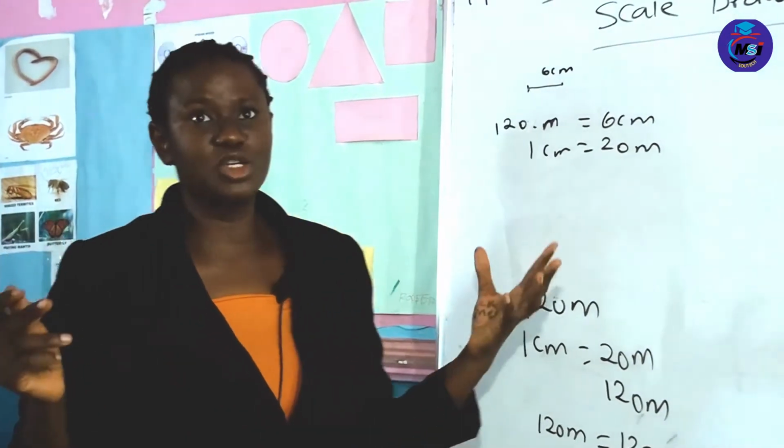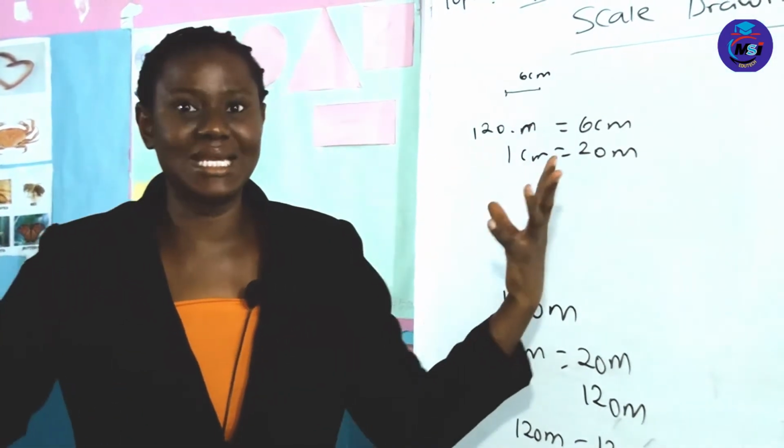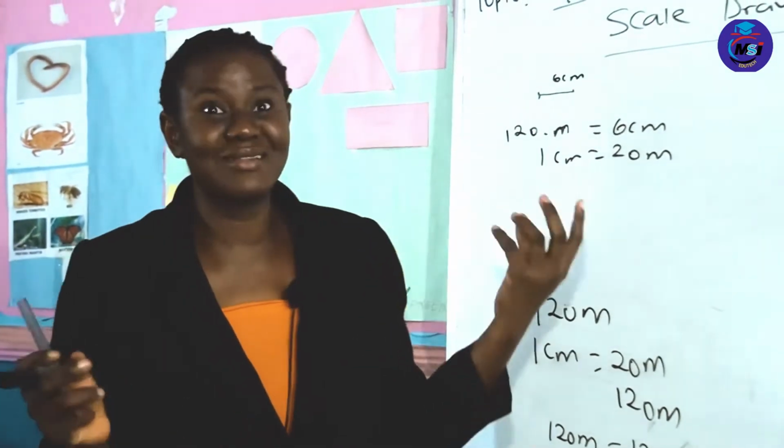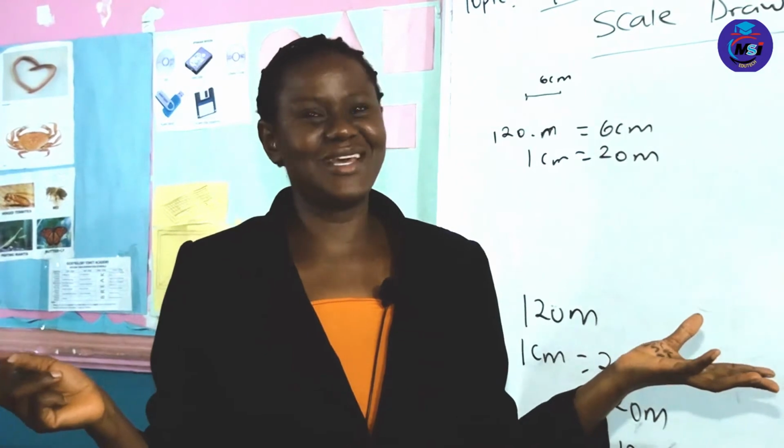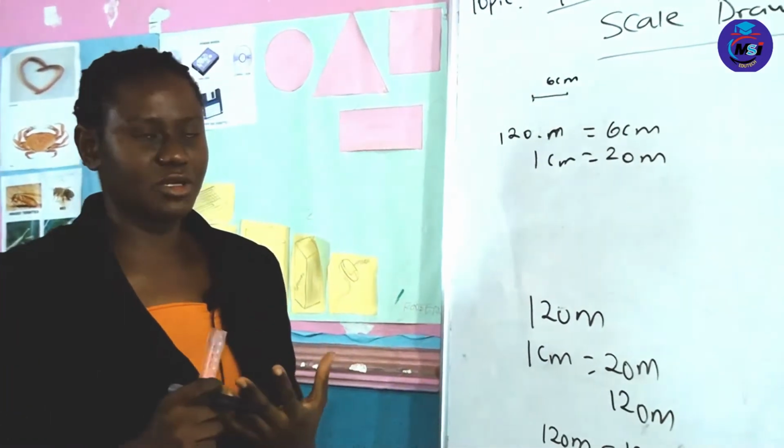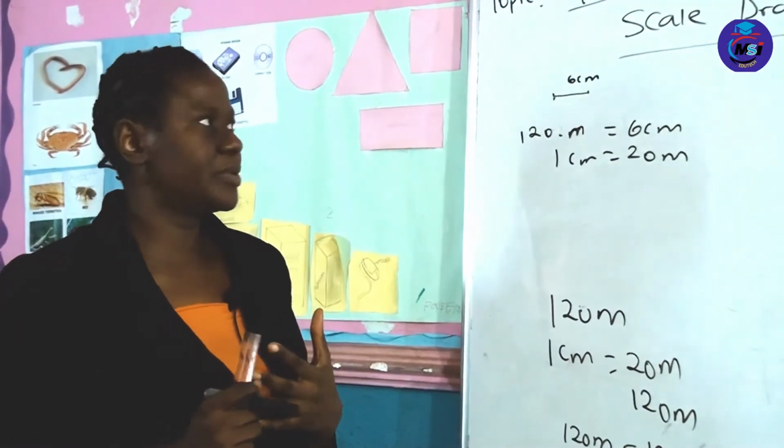Like the map of Nigeria, imagine how big Nigeria is. You could just represent the map of Nigeria in your exercise book. You see? So that's what scale drawing does for us. So let's take some examples.